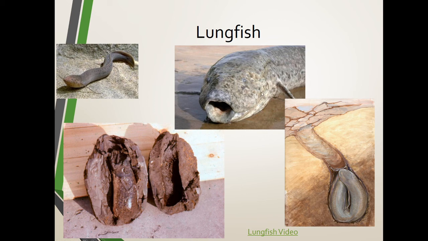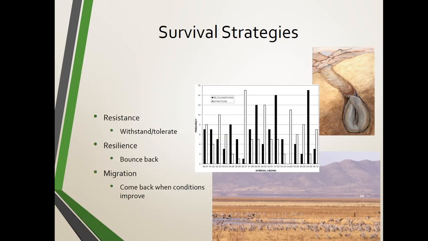Lungfish are another example here, where the adults will be in these wetland areas. When the water starts to go away, they burrow into the sediment, secrete this mucus layer, and can survive curled up in these little mud pockets for potentially a decade or so. Check out a video, I'll put a link in the description. So that's resistance, right?